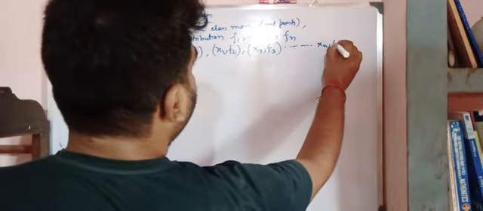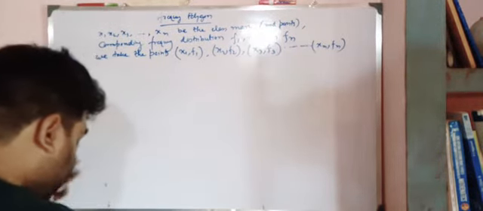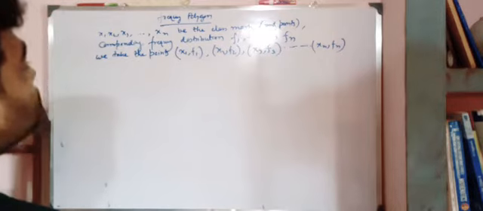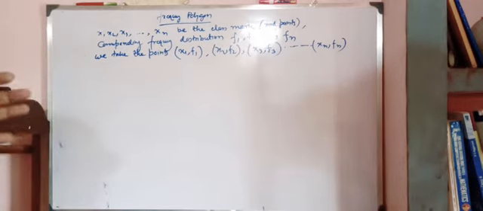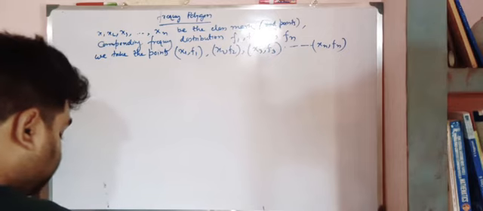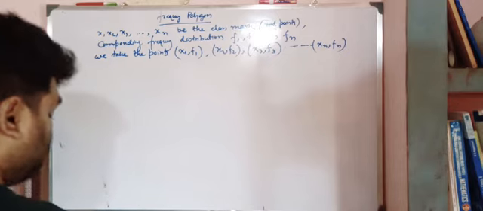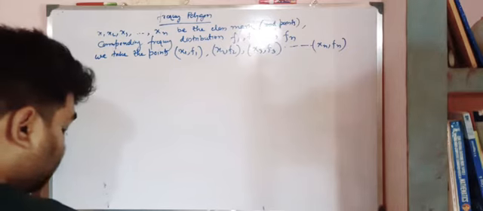We take these points, plot them on graph paper, and join them with straight line segments. Understood? Now we complete the diagram in the form of a polygon. That is called the frequency polygon.